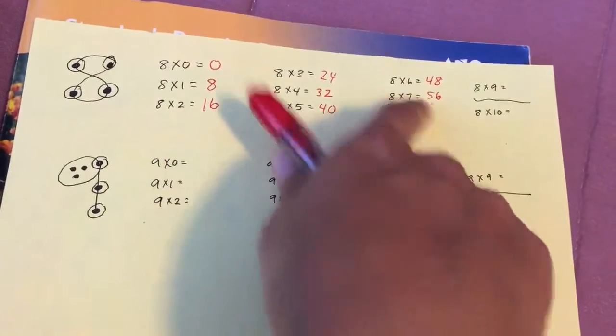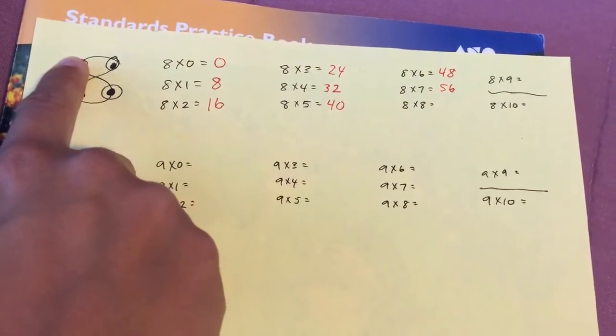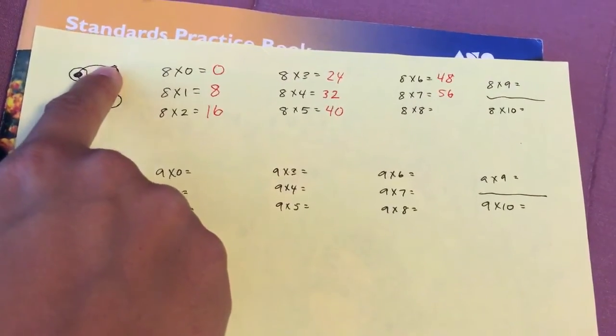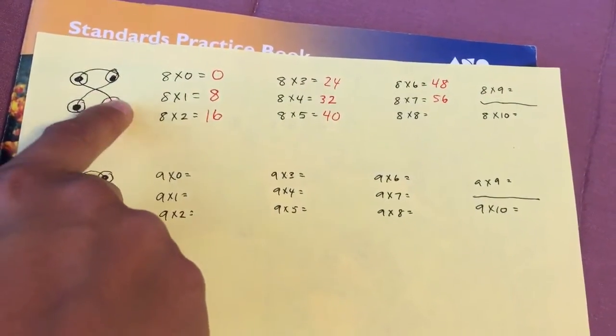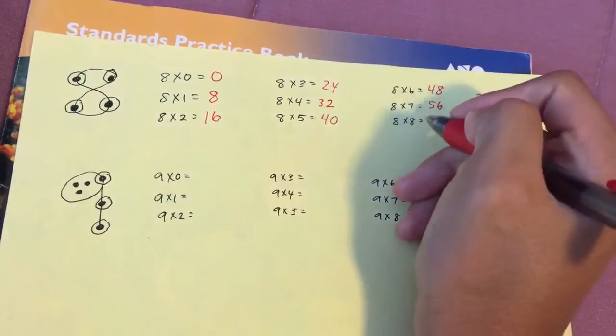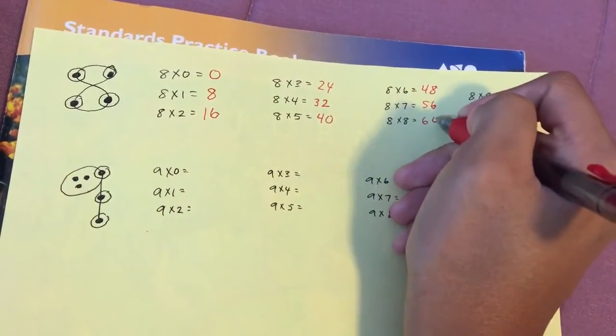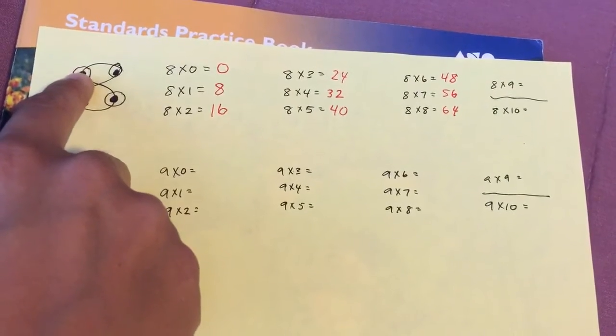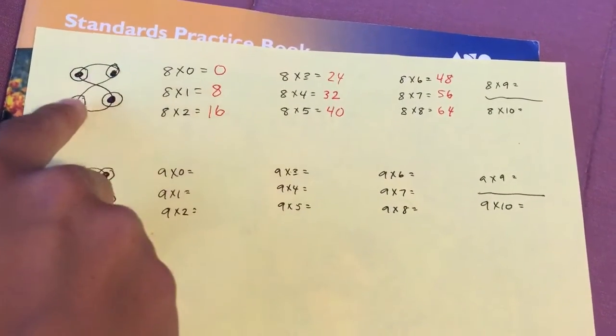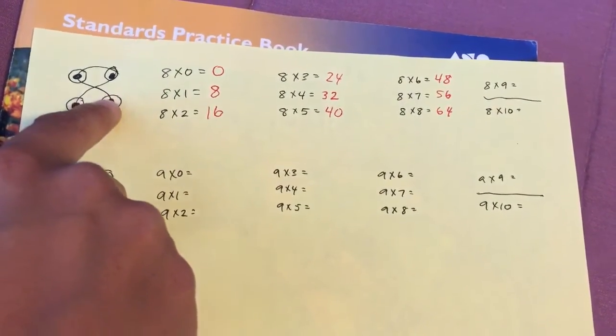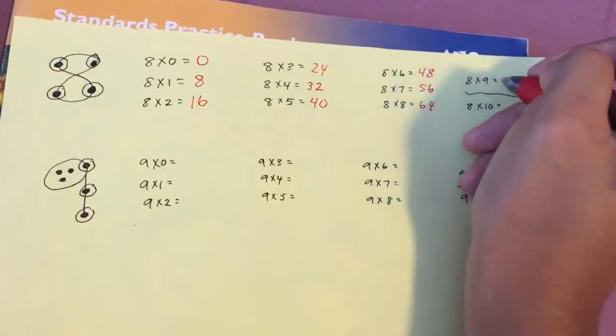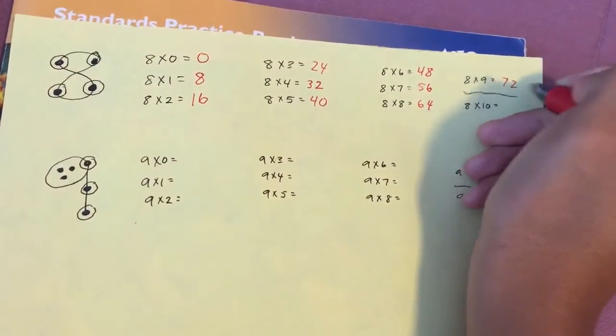The number after 56 is 57. 57, 58, 59, 60, 61, 62, 63, 64. 8 times 8 is 64. The number after 64 is 65. 65, 66, 67, 68, 69, 70, 71, 72. 8 times 9 is 72.